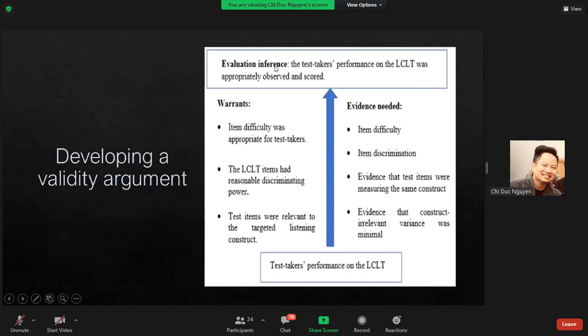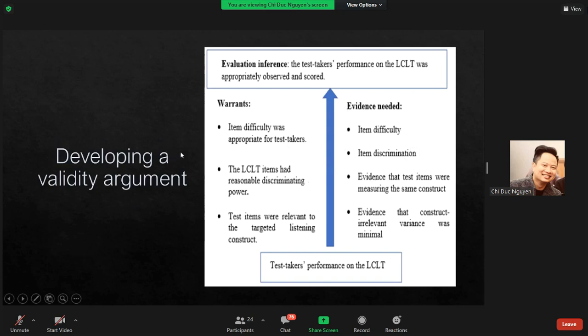How can I do so? The first thing is I need to state the claim. And in order to support this claim, I have to find this kind of evidence over here. And in order to link this evidence back to the claim, I have to justify this warrant.